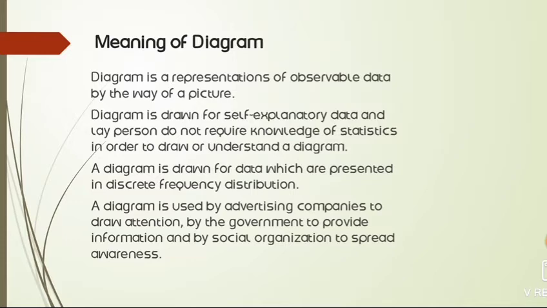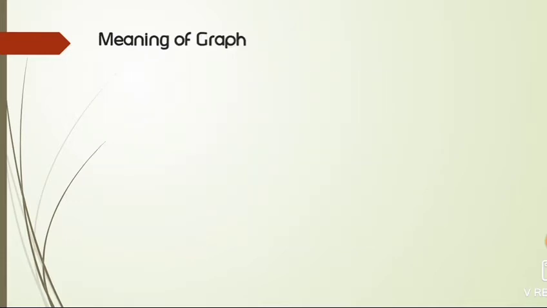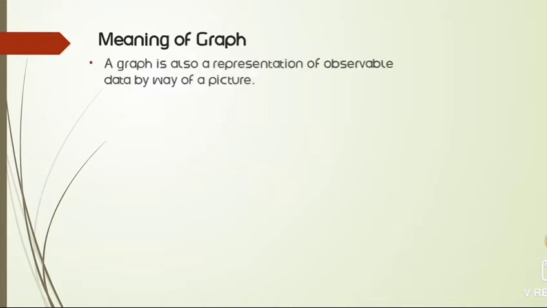Let's move to the second topic, meaning of graph. What is a graph? A graph is also a representation of observable data by way of a picture. If you see, when it is asked what is a diagram, it is the same, and what is a graph, it is also the same. But what is the difference then?